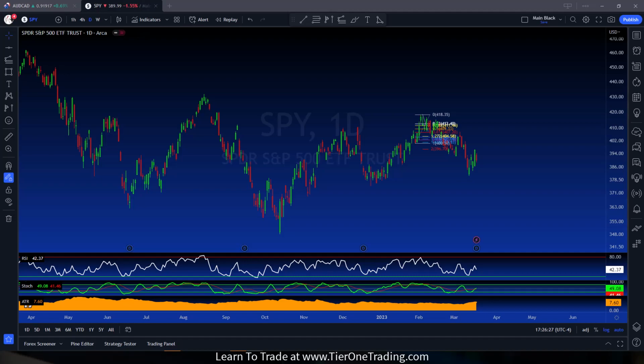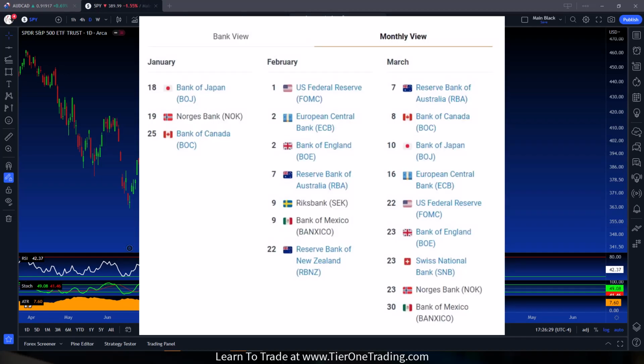You can expect more of the same this week as we have the FOMC interest rate decision on the 22nd. We have the Bank of England following that up closely on the 23rd, along with the Swiss National Bank as well. So I would expect some type of a slow and more consolidative market prior to these news events, and then a big reaction based off what happened.